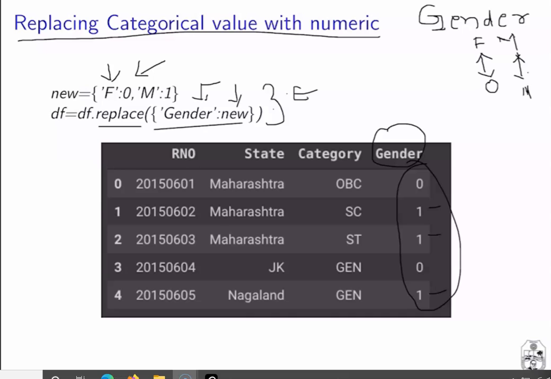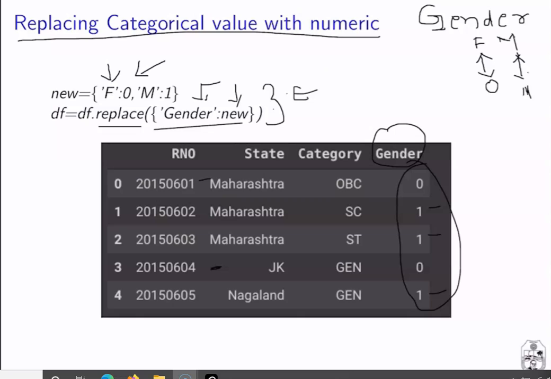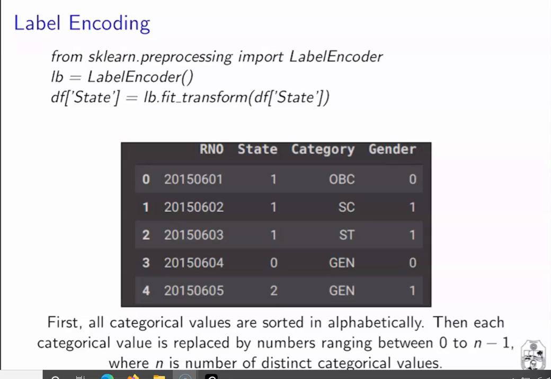See here, the first and the fourth student have the female category, whereas the other students have the male category, so they will be replaced by 1. This is the way in which you can replace all the categorical values with numeric values. The second method is called label encoding. I will be explaining the working of label encoding and what actions are performed in label encoding with the categorical variable called state.